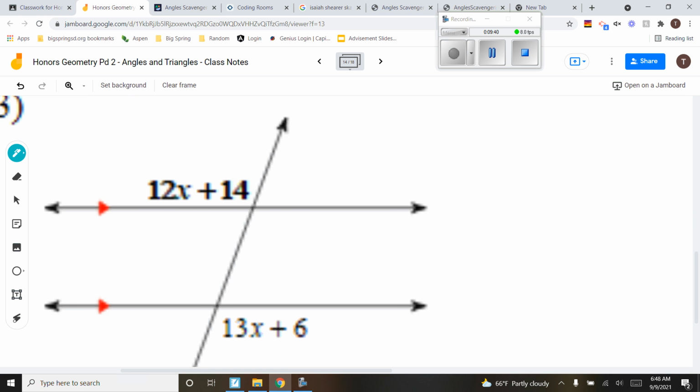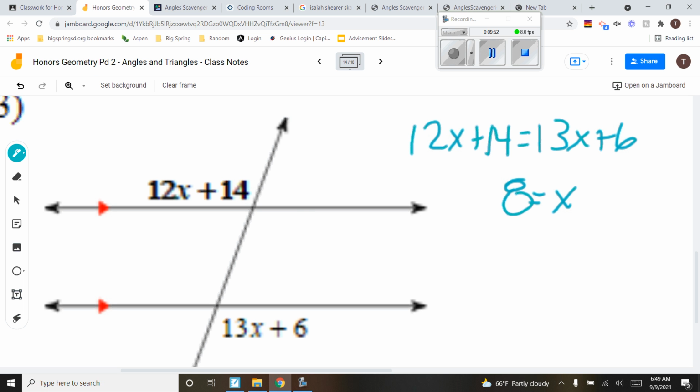Number 3, those are alternate exterior. They're both obtuse, so they're going to be congruent. So I set them equal to each other. I do my magic. X equals 8. So I plug that back in. 12 times 8 should be 96, plus 14 should be 110 degrees.